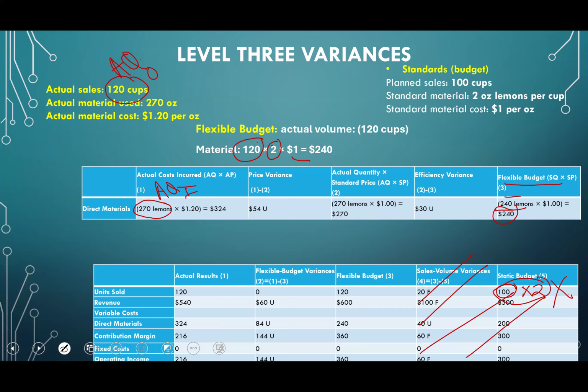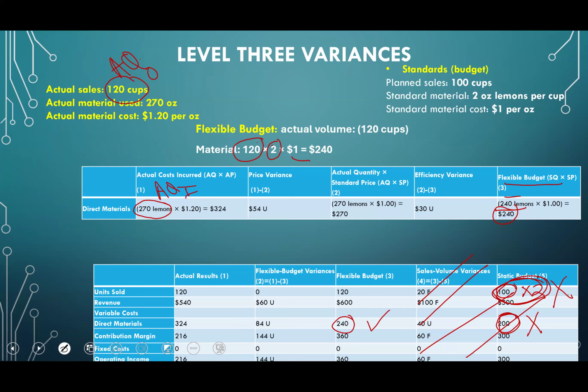Okay, so this quantity is what students typically confuse. I want you to compare this quantity with this quantity. This is the right quantity for our 120 units that we actually produced. This is a wrong quantity because this is based on 100 units.